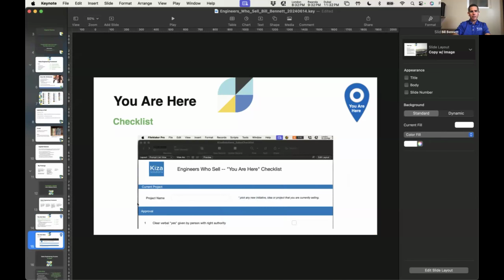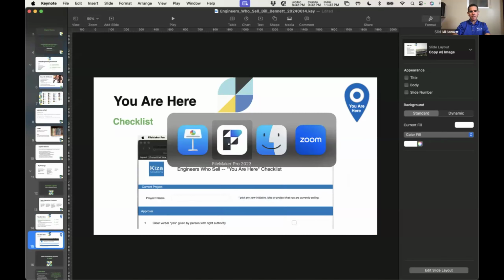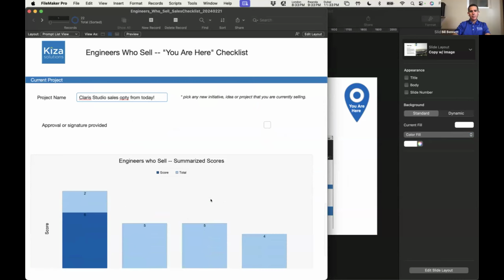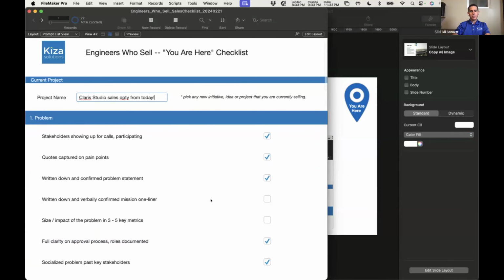So we're right here at the You Are Here checklist. Our conversation has naturally really gone into this. I just invite you to pop open this solution here. I started just pre-filling in the first section to give you a sense of how it works. You can write in any project or anything that you've been thinking about working on either internally or with someone else.